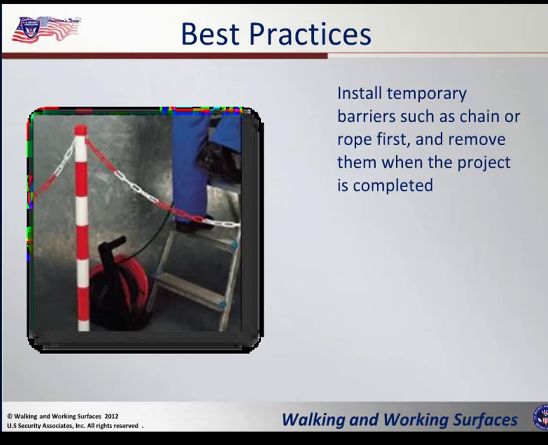Install temporary barriers, such as a chain or a rope, first, and then remove them when the project is complete. Again, temporary barriers just ensure that people don't fall while other means of protection are being installed, such as handrails and things like this.